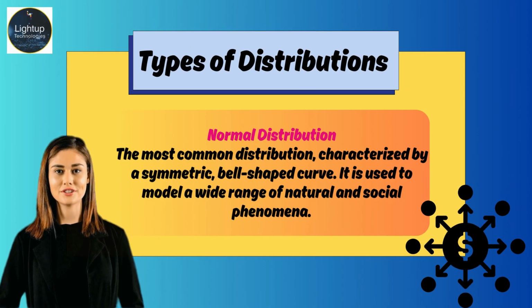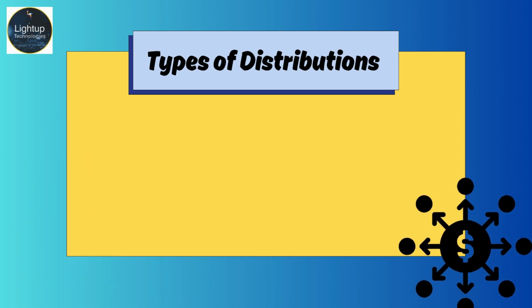Types of distributions. Normal distribution, the most common distribution, characterized by a symmetric, bell-shaped curve. It is used to model a wide range of natural and social phenomena.